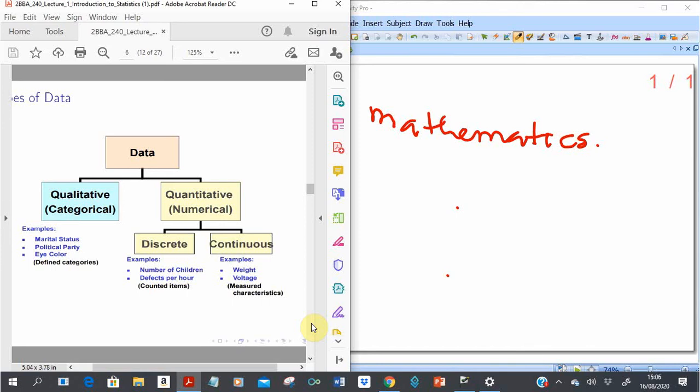So you can just have male or female. Then, political information, you can either belong to one party or another. You can only be categorized, either belonging to this or that. The eye color as well, some have blue eyes, brown eyes, and all that. So you can only categorize, you can't count.